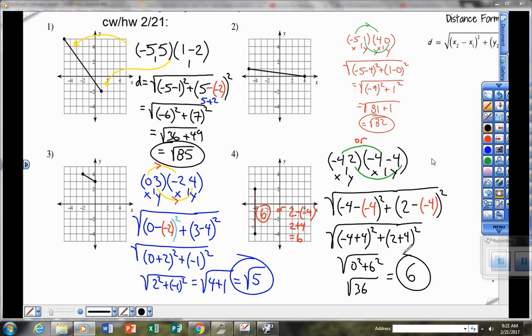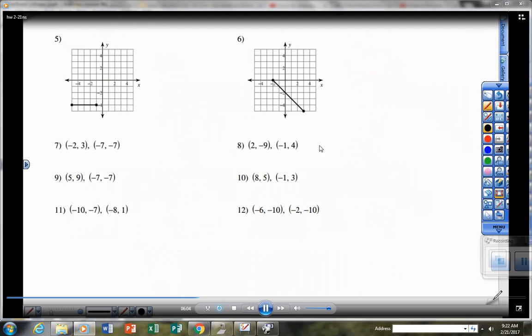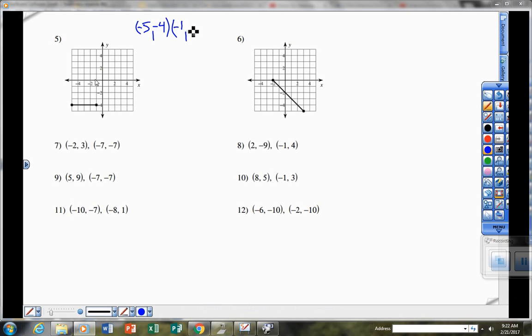Alright, next page, or next part. Again, for this straight segment, I could count boxes 1, 2, 3, 4. I could take the high value minus the small. Negative 1 minus 4. Negative 1 minus 5 is negative 1 plus 5, which gives me 4.